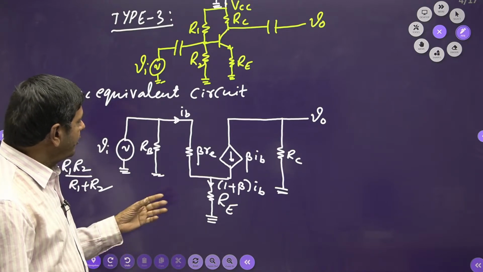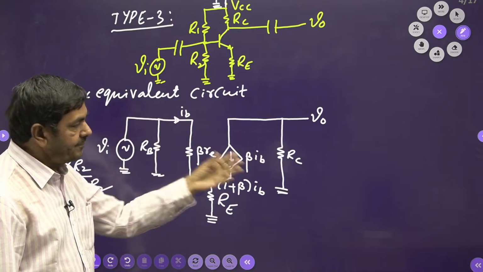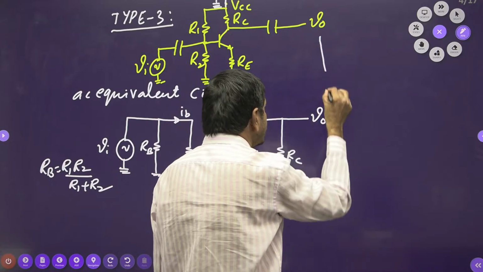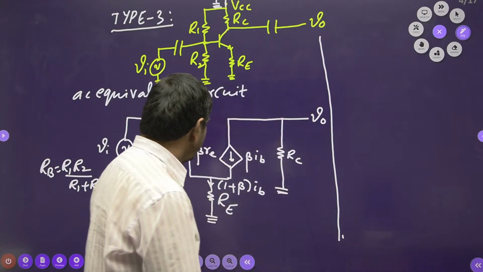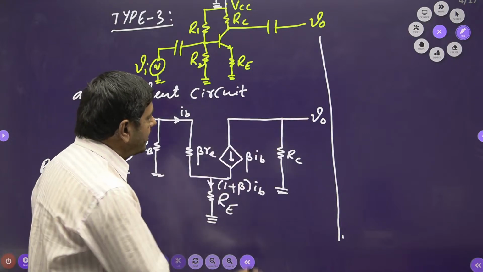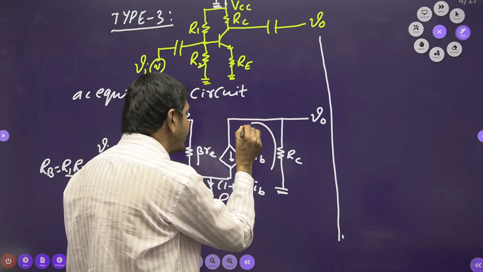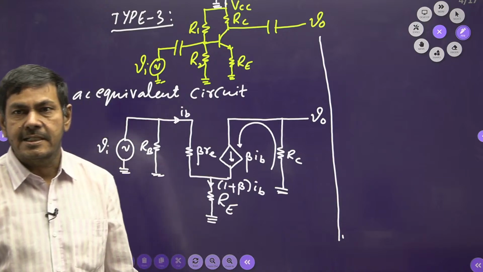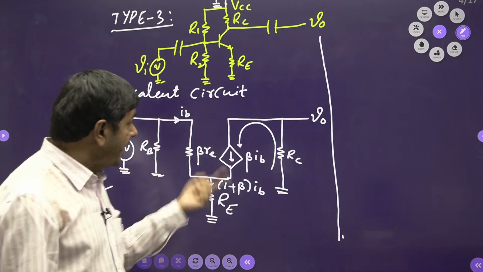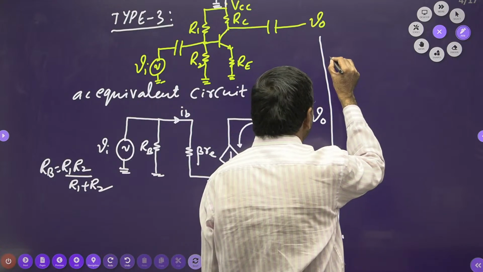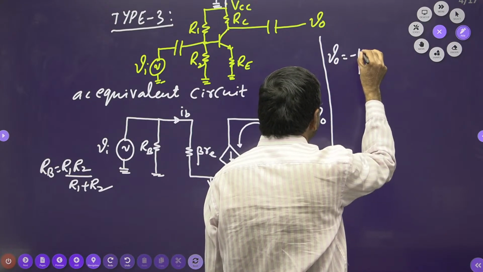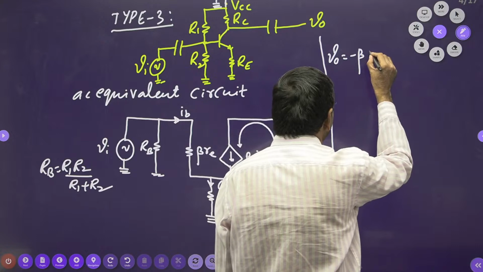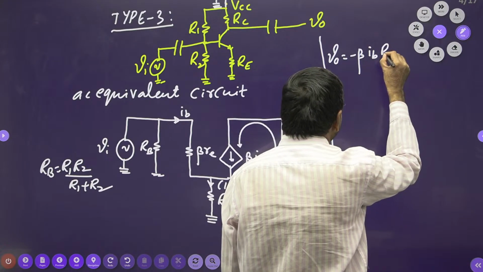Input impedance you can find directly as input voltage by input current. Understand my point now. But anyhow, I will find the voltage gain only now. How to find voltage gain? V0 is nothing but the voltage across this RC. What current is passing across RC? Beta into IB passes. The direction of this current is taken in reverse, that's why I take minus beta into IB. I can write V0 equal to minus beta into IB into RC.